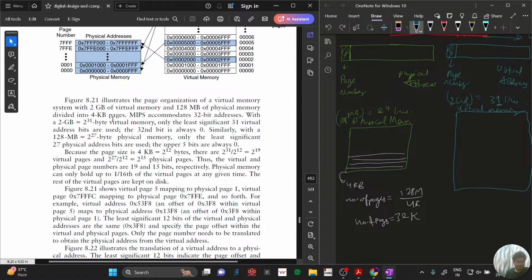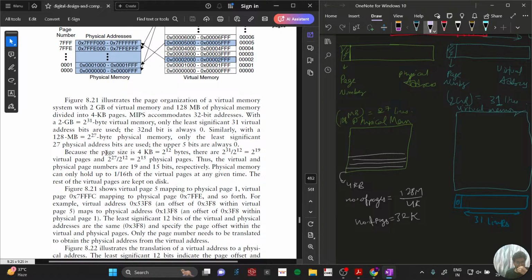With a 2 GB, 2 power 31 byte virtual memory, only the least significant 31 virtual address bits are used. Okay, the 32nd bit is always 0, since I require 31 lines. These 31 lines will be utilized to access the virtual memory, and this will be 0. So the MSB will be 0.